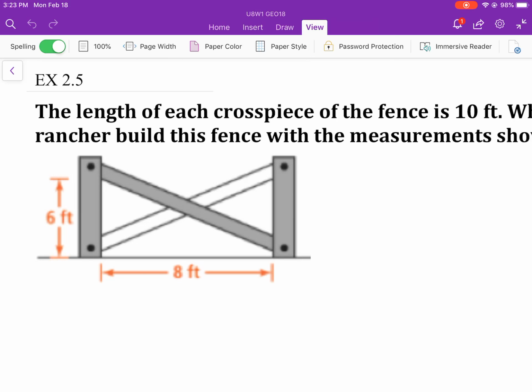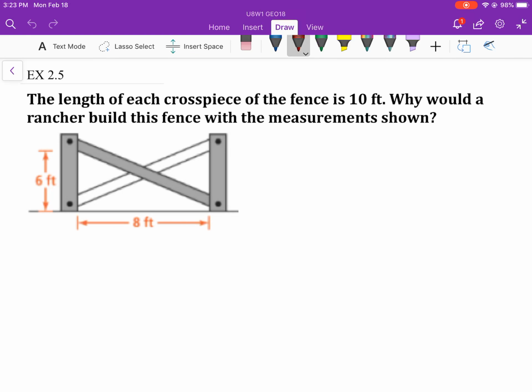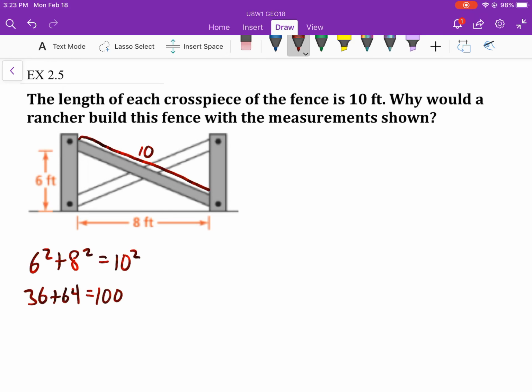Another one, just like the other one. The length of each cross piece of the fence is 10 feet. Why would a rancher build this fence with the measurements shown? The length of a cross piece is 10 feet. So let's see if it fits the Pythagorean theorem. 6 squared plus 8 squared, is that equal to 10 squared? 36 plus 64 is equal to 100. 100 is equal to 100. Check.